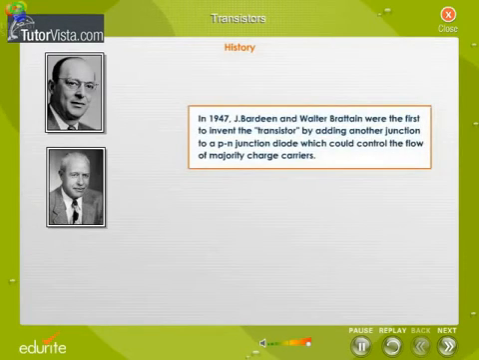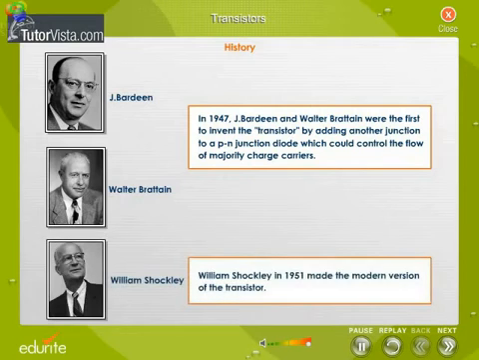In 1947, J. Bardeen and Walter Brattain were the first to invent the transistor by adding another junction to a p-n junction diode, which could control the flow of majority charge carriers. William Shockley in 1951 made the modern version of the transistor.